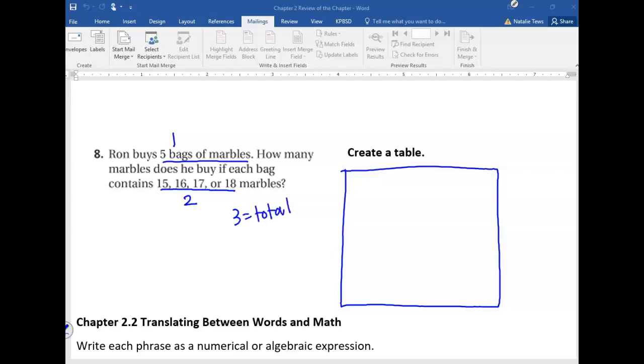Okay, so let's draw our 3 columns. After I get my 3 columns done, I automatically put on my first one, which is reserved for the labeled columns. Okay, so the first one is going to be bags.